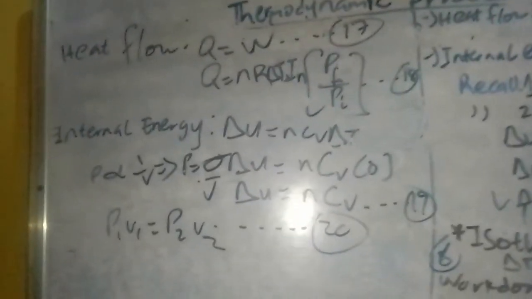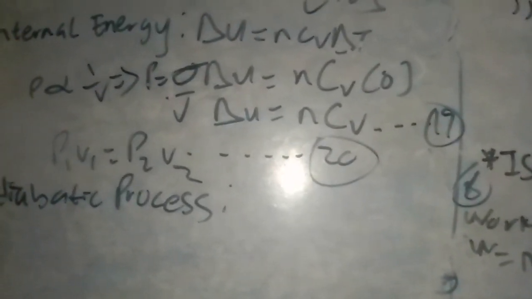So the next one is the adiabatic process. Now in this case, the adiabatic process is whereby there is no heat or mass flowing in that surrounding. Heat does not flow into or out of that surrounding. Take note. That is simple.